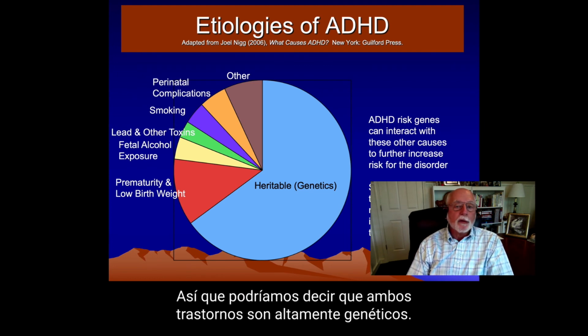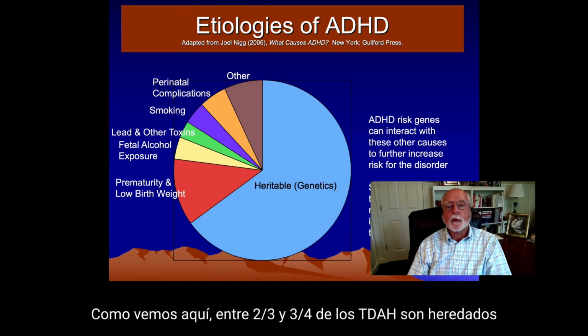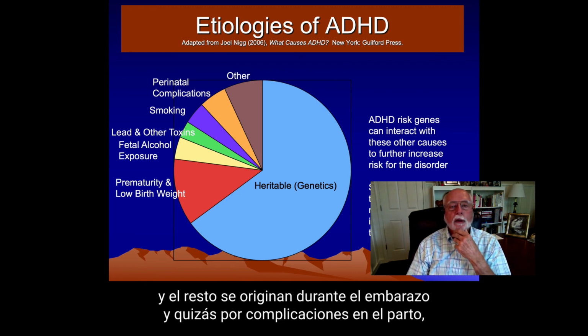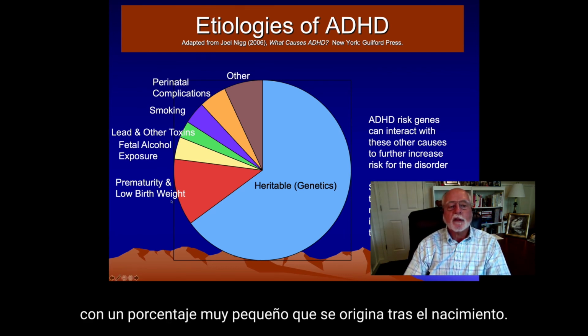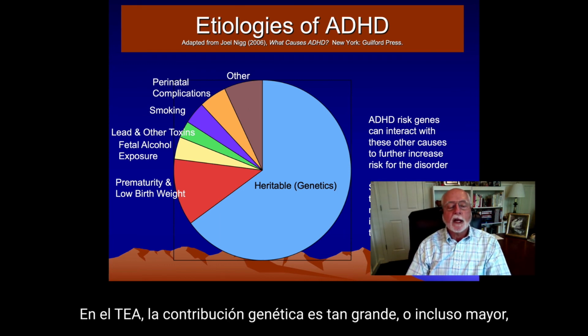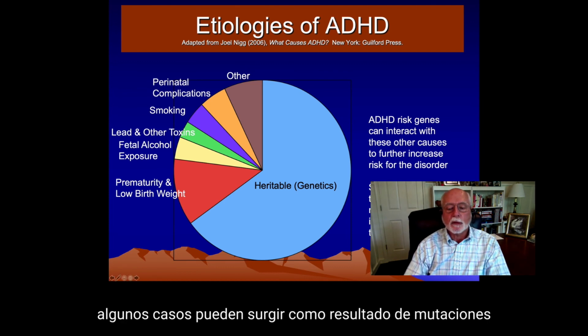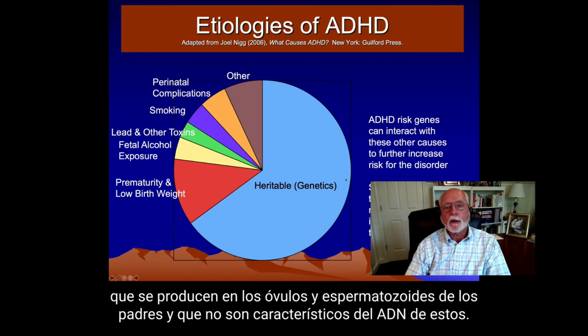So we could say that both disorders are highly genetic. Here we see about 2/3 to 3/4 of all cases of ADHD being inherited or genetically influenced, and the balance are usually the result of pregnancy and to some extent birth complications, with a very small percentage developing after birth. In ASD, the genetic contribution is as great or even greater, and we see that just as in ADHD, some cases can arise as a result of new mutations occurring in the parent's eggs and sperm that are not otherwise characteristic of the parent's DNA and other cells.